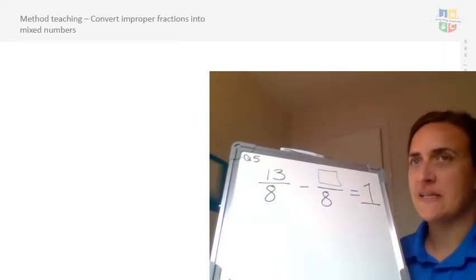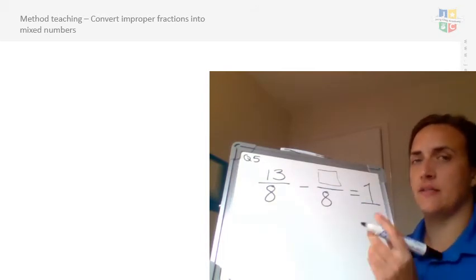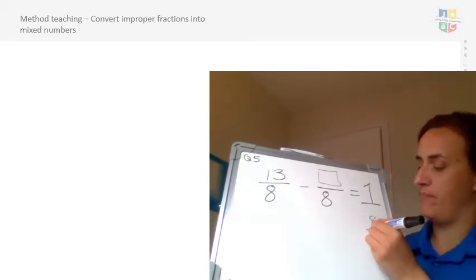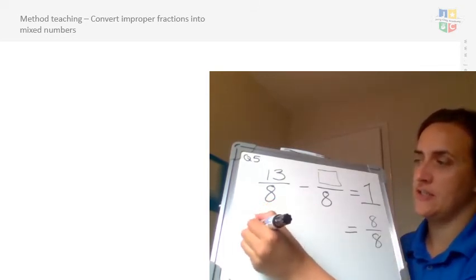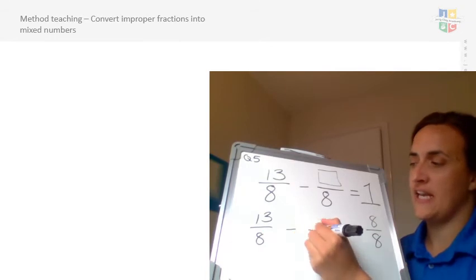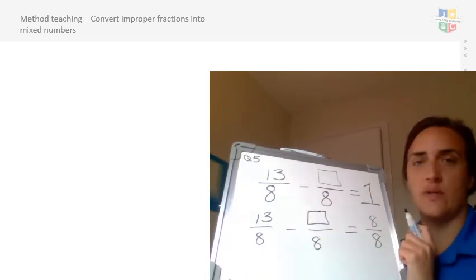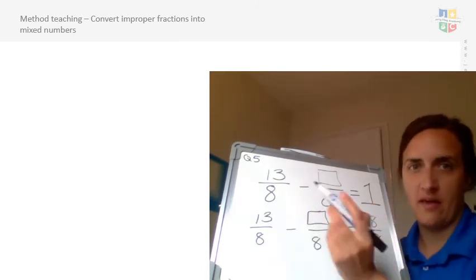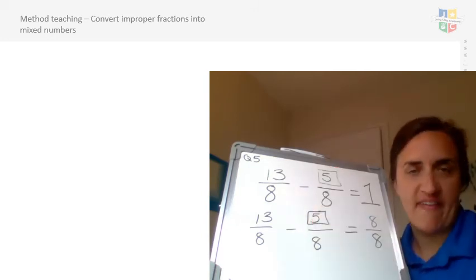Another way of doing it is by thinking of your 1 in terms of eighths. So how many eighths are there in 1? There are 8 eighths in 1. So then this turns the question into something like this. 13/8 take away a certain amount of eighths equals 8 eighths. So I know that 8 add this will make 13. And again, that gives me an answer of 5.